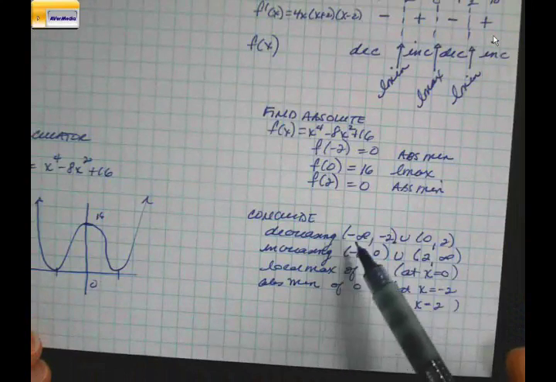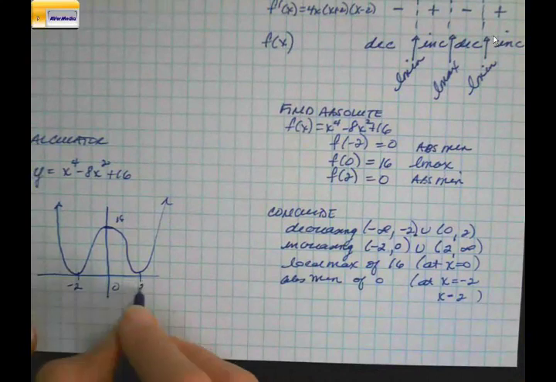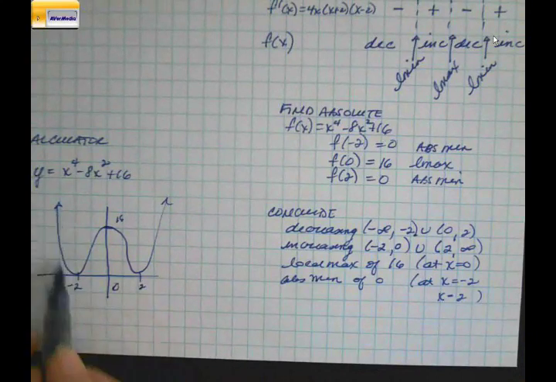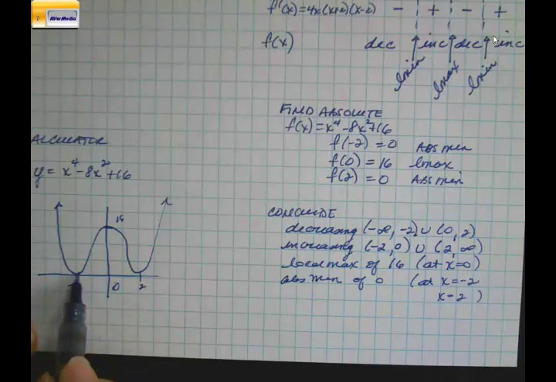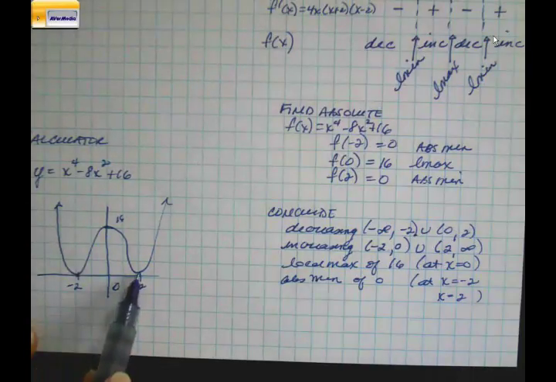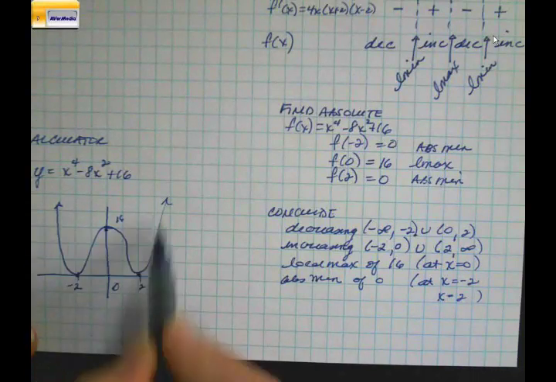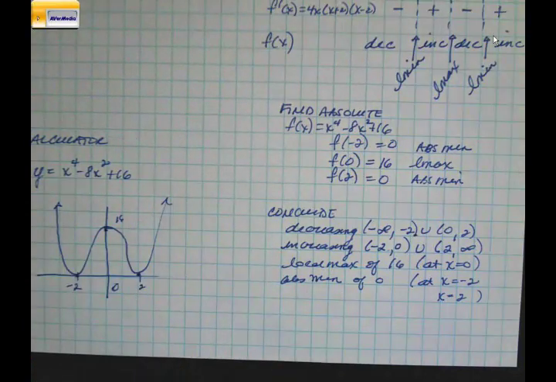Now, are we decreasing and increasing correctly? Are we decreasing from negative infinity to negative 2? Is the function going down here from left to right? Yeah. Are we decreasing from 0 to 2? Yes. Are we increasing from -2 to 0? Yes. And are we increasing from 2 to infinity? Yes. So we have nailed it. We have it all right.